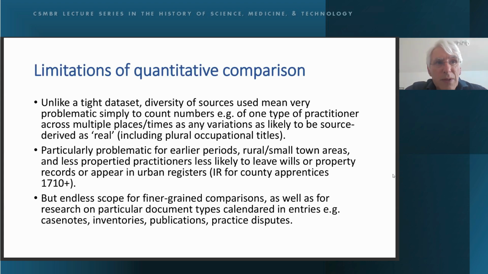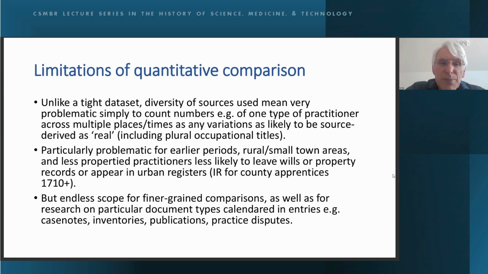And in particular, because of the plural occupational titles that many people have, relying simply on one source for that is potentially going to be very misleading. If in one place you have apprentice registers and in another place you have probate data, they are going to use different occupational titles for what is essentially the same person, and the results will look very different, and may appear to involve a difference in different places when actually it's a difference in the nature of the sources.